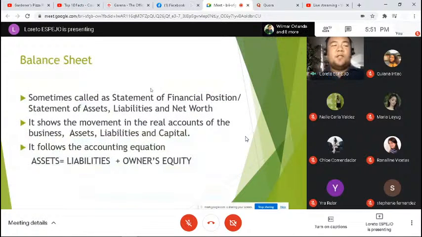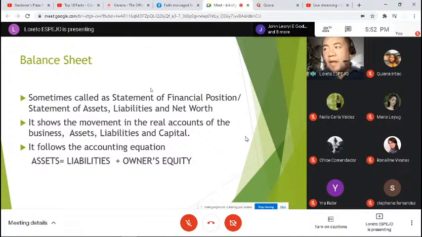balance sheet. Sometimes called as the statement of financial position or statement of assets, liabilities, and net worth. It shows the movement in the real accounts. So kung matatandaan nyo kanina, yung income statement, those are nominal accounts. We have the revenue and expenses. But this one, balance sheet, we have the real accounts. We call it real account because it truly exists in the company's ledger. Assets, liabilities, and then capital. While the other one, nominal account, because it's just a temporary account.